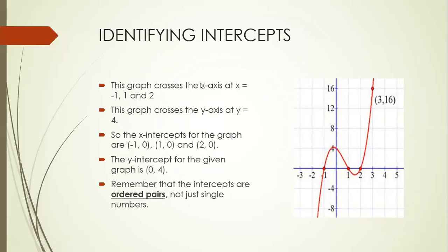All right. Now, notice the answers are not just -1, 1, and 2. They are ordered pairs. Notice this is an ordered pair, that's an ordered pair, and that's an ordered pair. This is also an ordered pair. So let's remember that the answers are ordered pairs and not just single numbers. So let's keep going.